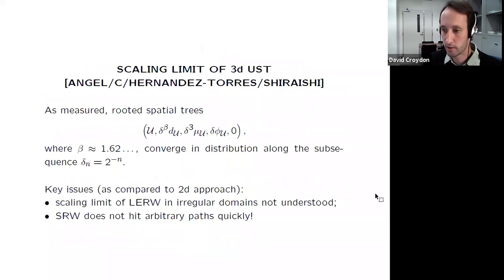So finally, I don't think I'm going to have time to talk about random walks in any great detail today, but I should finally say that I want to describe what the differences are in the 3D case. We can prove essentially the same result in 3D with the appropriate change of exponents up here, at least along a subsequence, where delta n is 2 to the minus n.